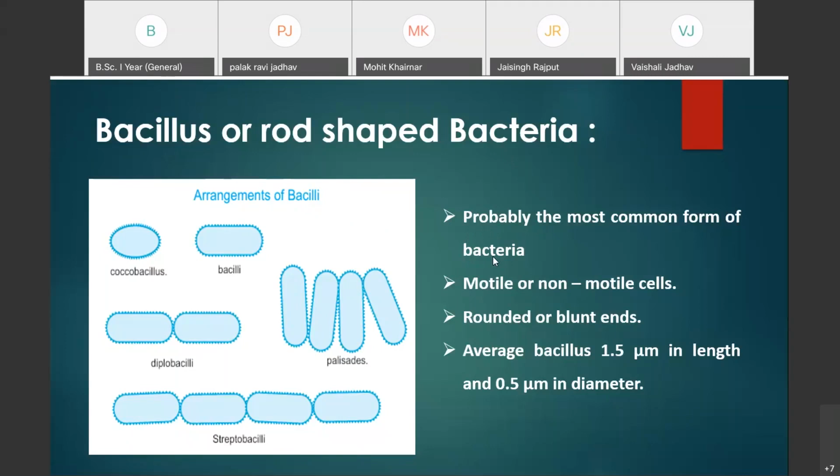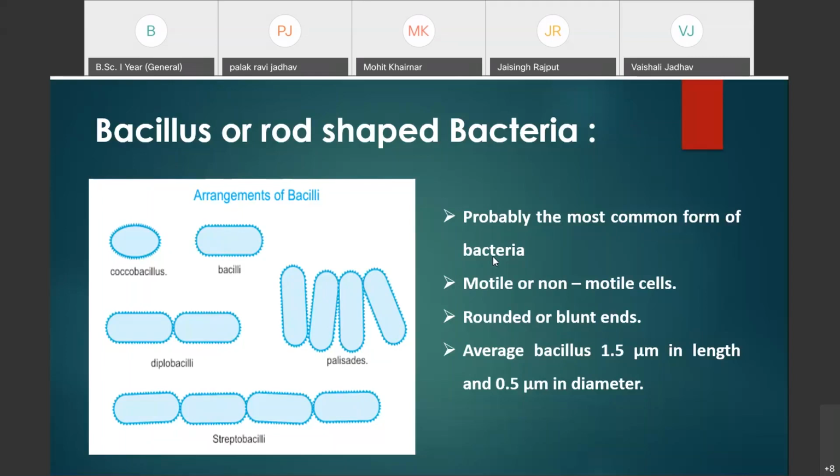Then another important character, they may be motile or non-motile. In some of the bacillus or rod shaped bacteria, there is a presence of flagella. With the help of the flagella, they can move from one place to another place. But there are certain rod shaped bacteria which are devoid of flagella, that are non-motile, they cannot move themselves.